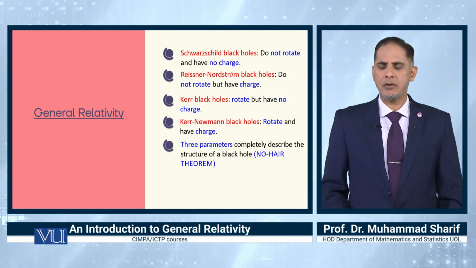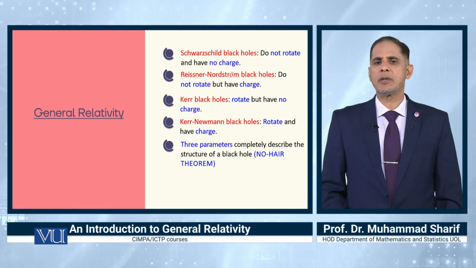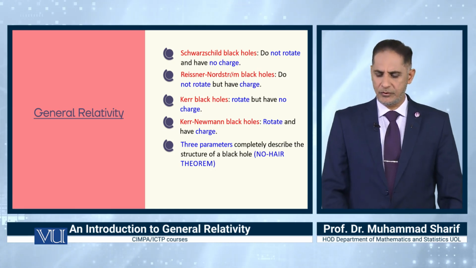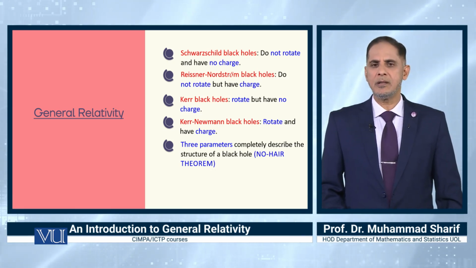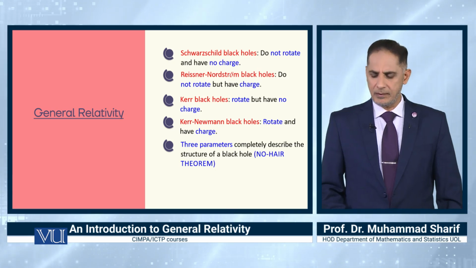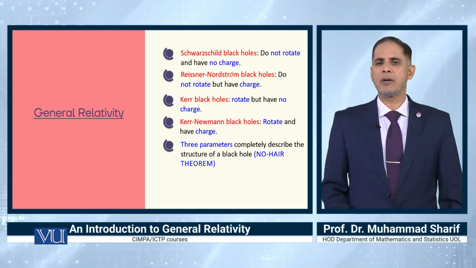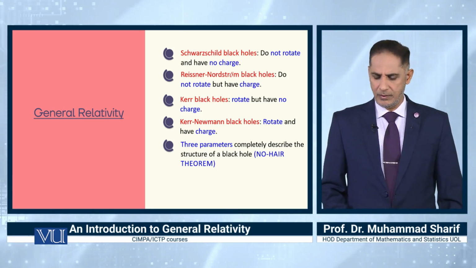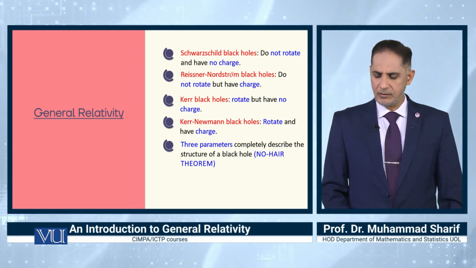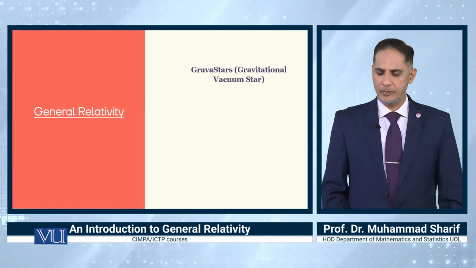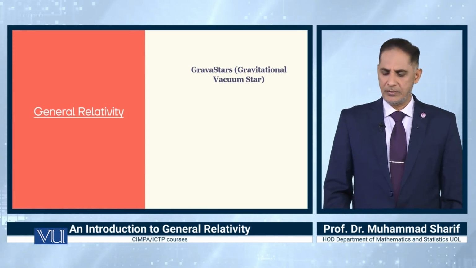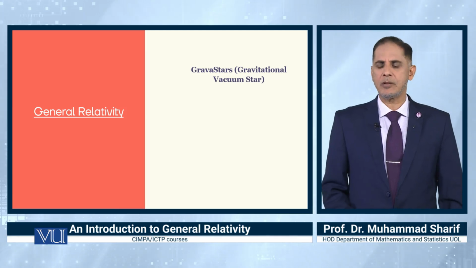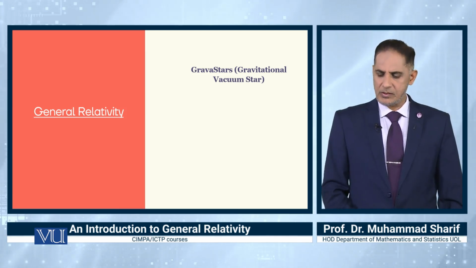Now, this is a general concept that only 3 parameters are required to describe a black hole structure, as we have seen. Number 1, mass; number 2, charge; number 3, rotation. For this reason, there is a well-known theorem about black holes, the no-hair theorem. This means 3 parameters completely describe the structure of a black hole. Next interesting concept is gravastars. Grava means gravitational, VA means vacuum, and star means star. So gravitational vacuum star.